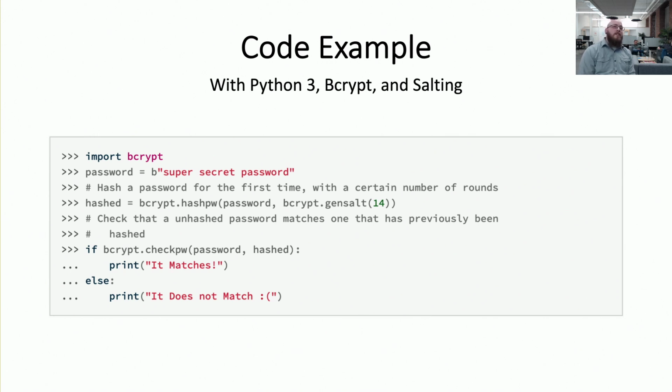That 14 there is the number of rounds that it's going to use, and that's how you can make this scale. That'll output the hash. You throw that in the database, and then you're good to go. When that user goes to log in, you check to make sure that their input matches the hash. So you get that hash from the database, you generate the hash with their password. If it matches, they're logged in. It's pretty simple stuff.